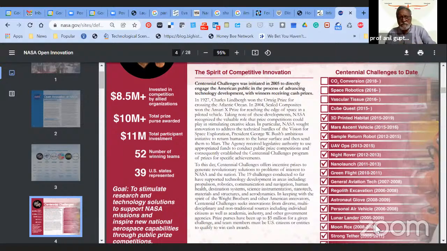Scaled Composites won the Ansari X Prize for reaching the edge of space in a piloted vehicle. NASA recognized the valuable role that prize competitions could play in stimulating creative ideas.